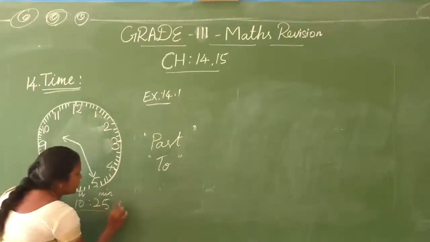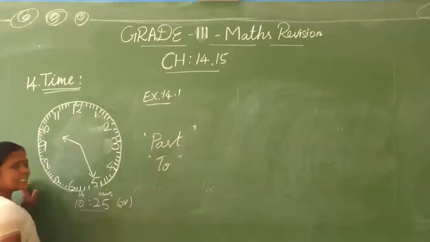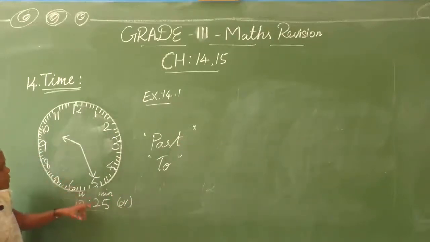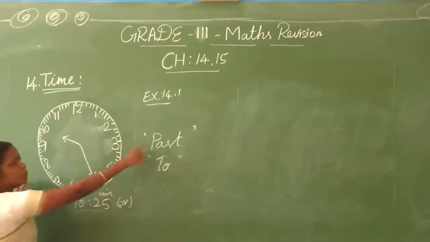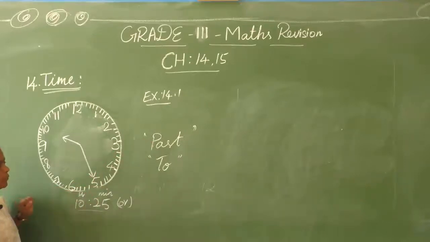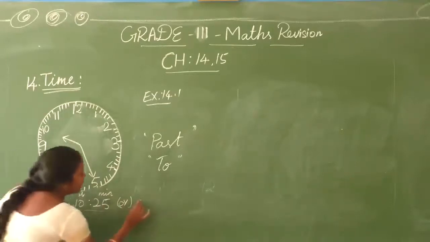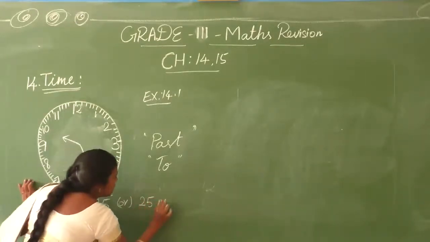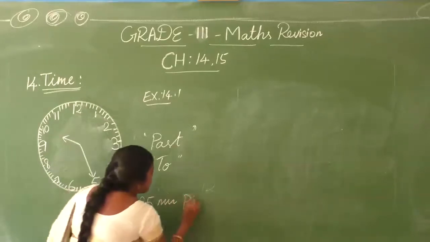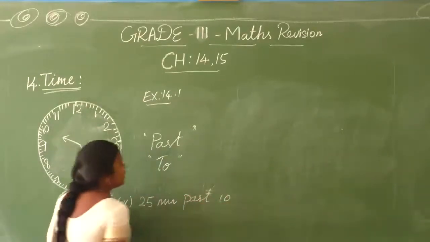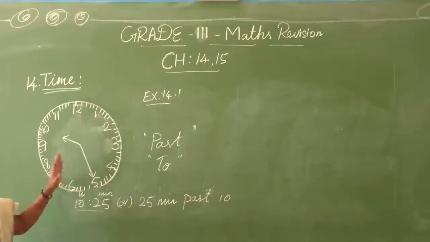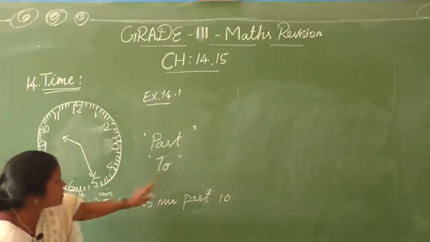Suppose you want to write this time in words, how do you write? Use the word minutes first. Using the word past, how do you tell? 25 minutes past 10. So we can write like this: 25 minutes past 10 o'clock. After 10 o'clock, 25 minutes over, like that. How do you use the word to?